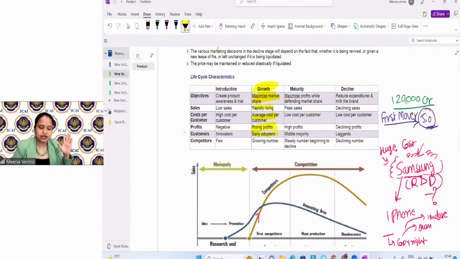Early adopter customers are those who are not merely customer aware, but they are in a stage of adopting the product. They like the product. Adopters, they start adopting the product. So the number of customers will obviously increase in this stage. And what will happen? The competitors are also growing in this market. All right.